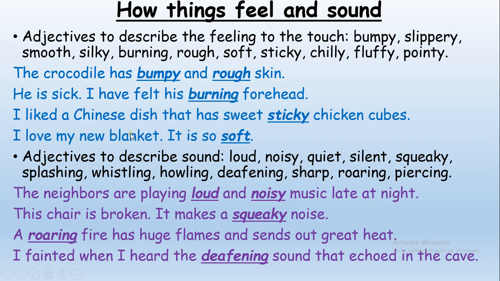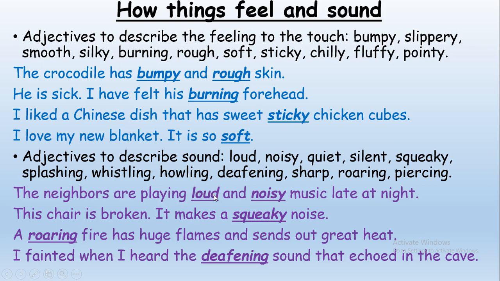I love my new blanket. It is so soft. How did I describe the blanket? Soft. How did I describe the texture of the Chinese dish? Sticky. How did I describe how his forehead felt? Burning. How did I describe the skin of the crocodile? Bumpy and rough. So now we will also learn how to describe the sound of something.